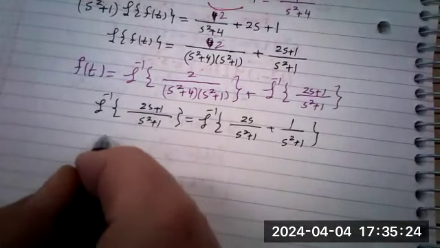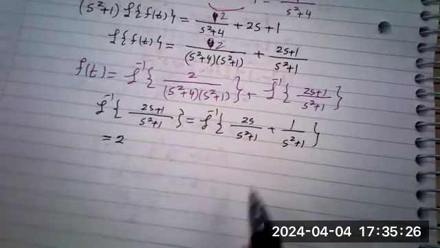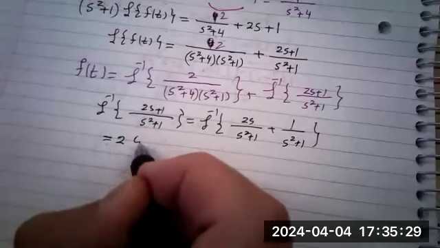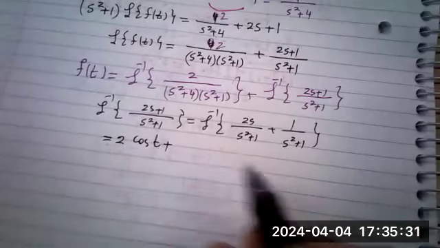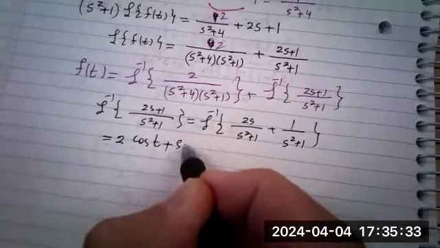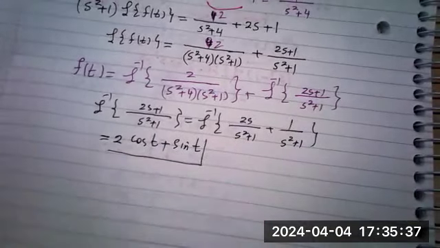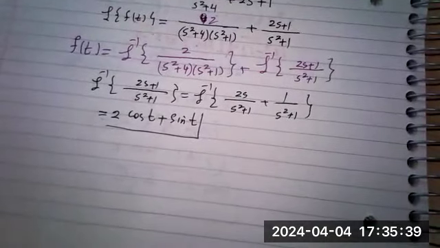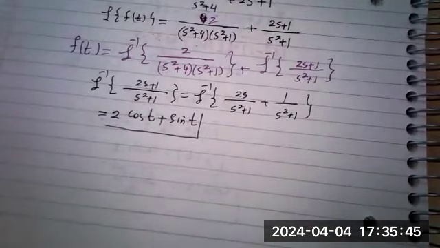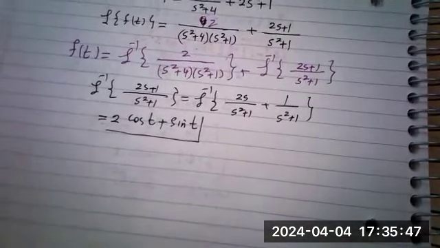So this is going to be, pull out the 2. So it's going to be 2. The leftover would be cosine of t, plus this one would be sine t. So this is going to be the second one. Any question? When you do a couple of them, you find it, because they are going to be repeated.